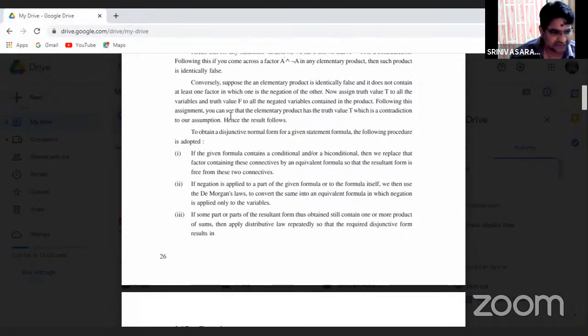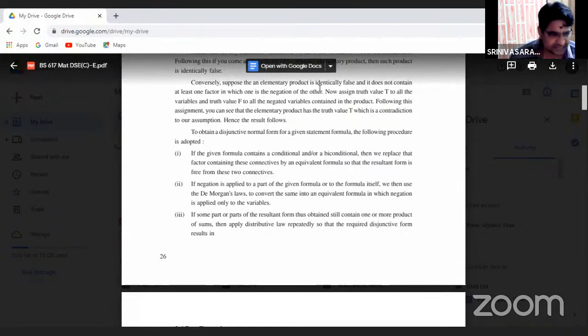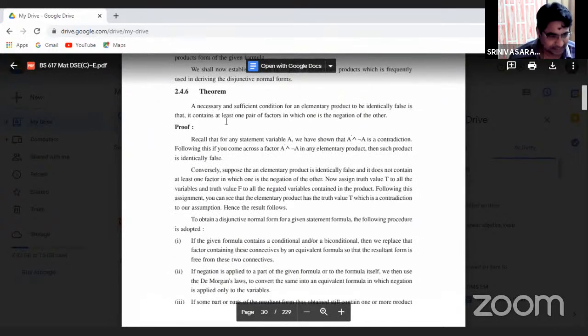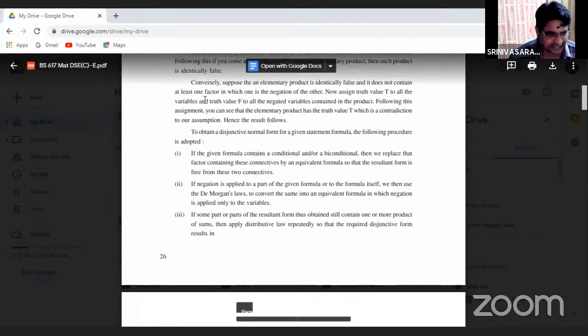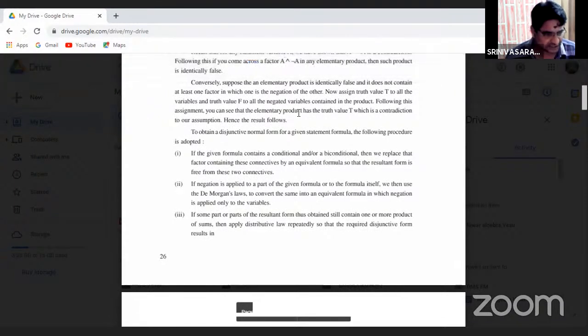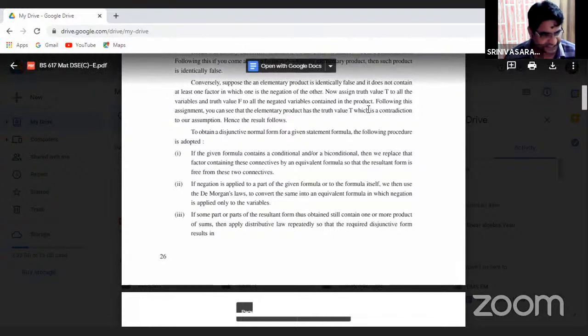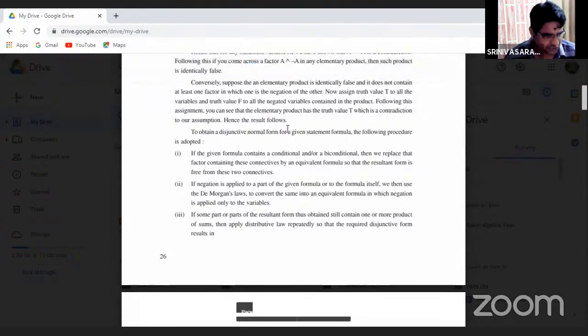Next one, conversely, the converse part: the elementary product is identically false. Okay, first of all, you have to take an elementary product that is identically false and it does not contain at least one pair of factors in which one is the negation of the other. So now assign the truth value T to all the variables, that is, to the negated variables contained in the product. Following the assignment, you consider the elementary product's truth value, which is a contradiction.